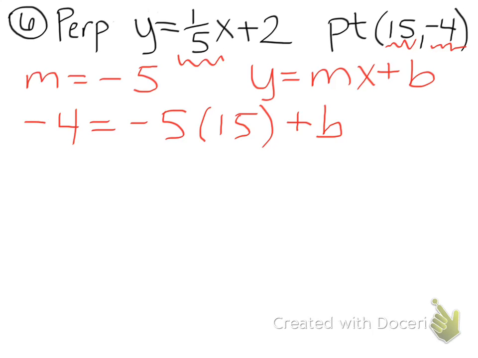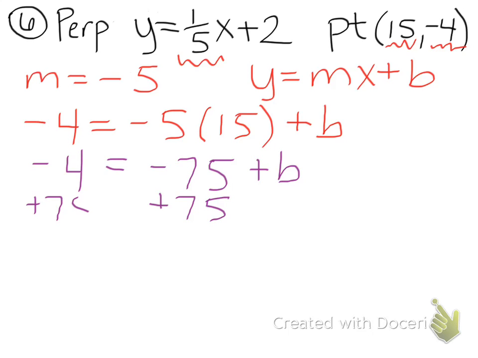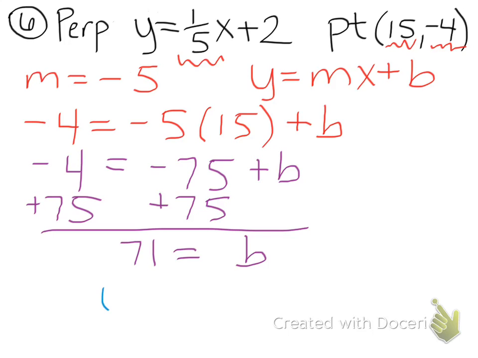Alright, let's simplify this now. -5 times 15 is going to be -75 plus b, and that's all equal to -4. Now we're going to add 75 to both sides, and we get b is equal to -4 plus 75, which is 71. Now we're finally going to write our equation. So we're going to write y equals our slope, which is -5, x, and then plus 71.